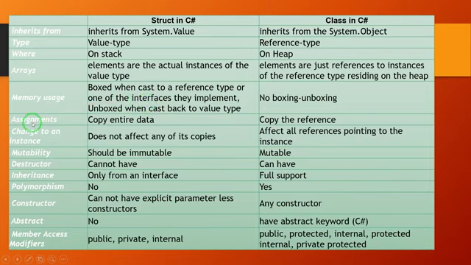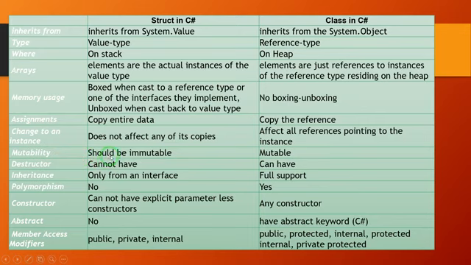Next part, assignment. A struct copies the entire data because it is a value type, and a class copies the reference because it is a reference type. Changes to an instance do not affect any of its copies because a struct is a value type, but they affect all the references pointing to the instance because a class is a reference type.